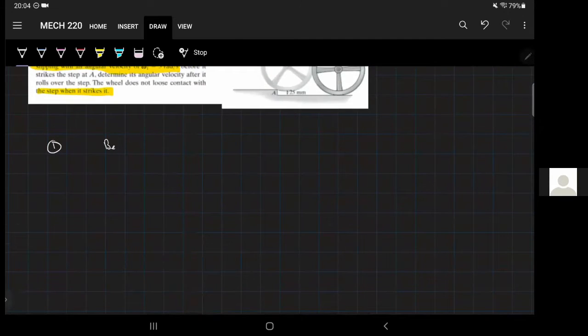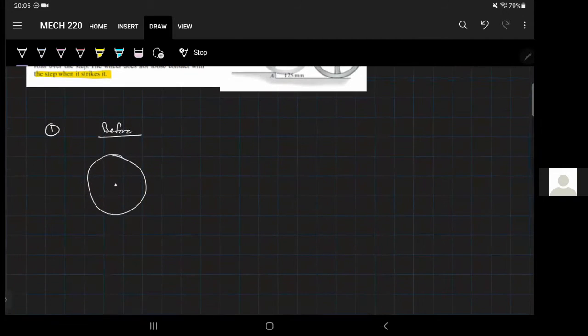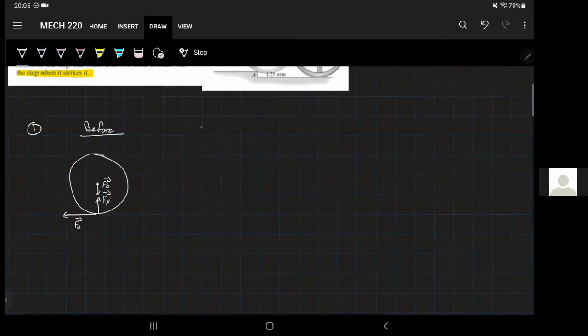So for before, I have my wheel here. I know that my friction is going to be this way. I have a normal force, and my weight Fg this way. And then my after is going to be very similar, but it will be a little bit higher. Fn, Fs, Fg, but the center of mass will be a little bit higher.